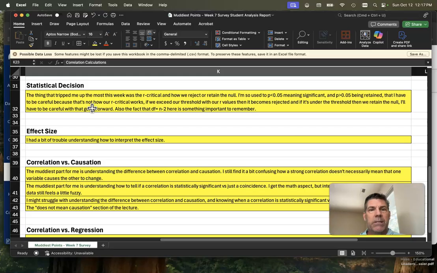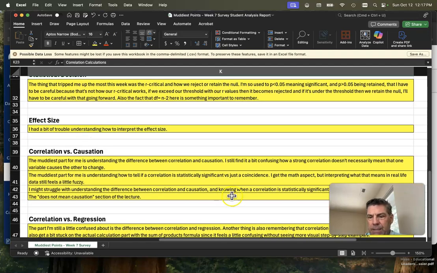However, if you're doing it with a statistical program, then you can just look right to the p-value because it will tell you the exact p-value for the specific test statistic. Okay, the next one here is effect size. And so one of the things that I would say in terms of the effect size, I'm having a bit of trouble understanding how to interpret the effect size.